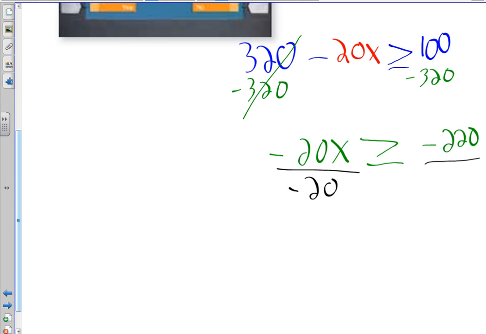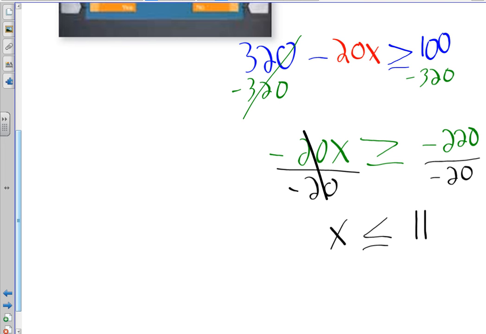We divide by negative 20, we divide by negative 20, okay? These cancel out. When we divide by a negative, what happens? You have to flip the inequality around. So we have 11 here. x is less than or equal to 11.